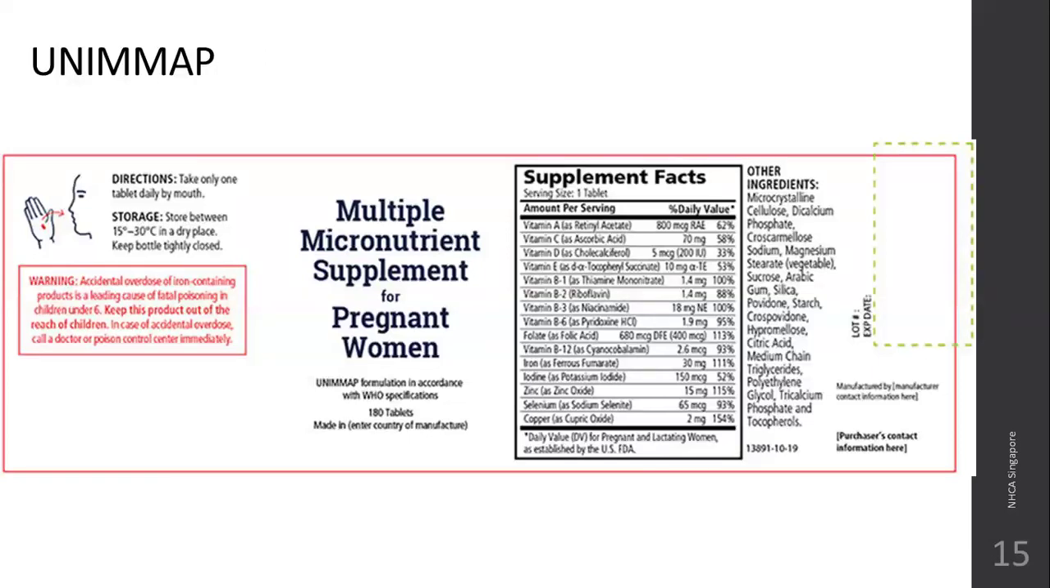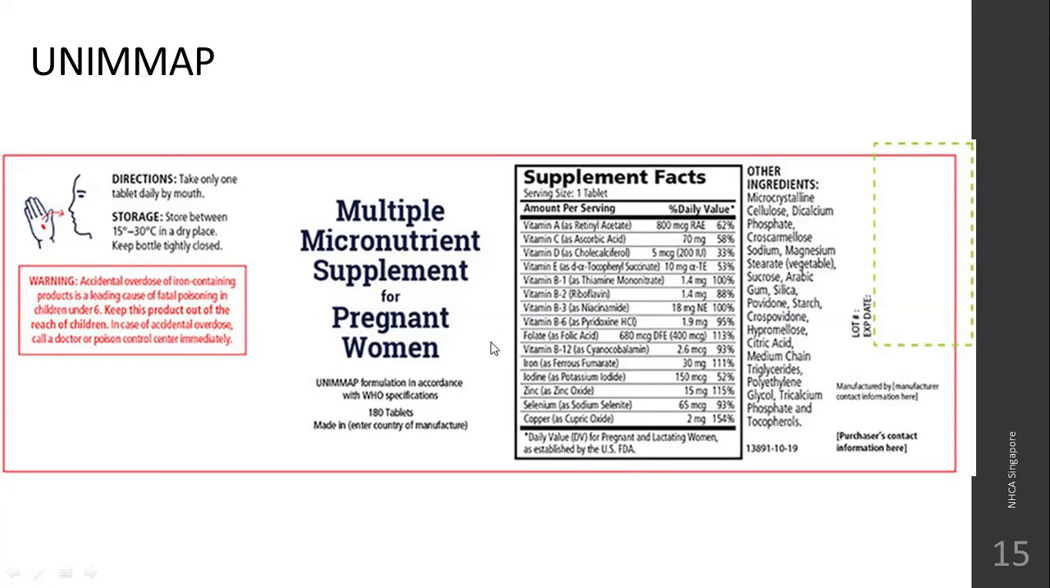Then you have UNIMAP, which stands for United Nations International Multiple Micronutrient Antenatal Preparation. So this is for pregnant women. Antenatal means during pregnancy. Multiple nutrient means not just one, but many nutrients together. And the United Nations is funding the spread of this, to give it free of cost for all antenatal women, pregnant women, okay. And this is how the label looks.